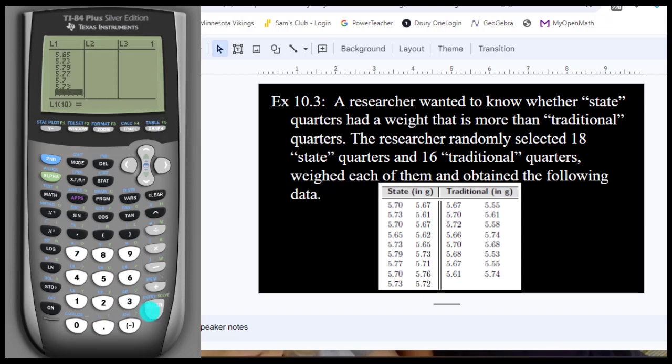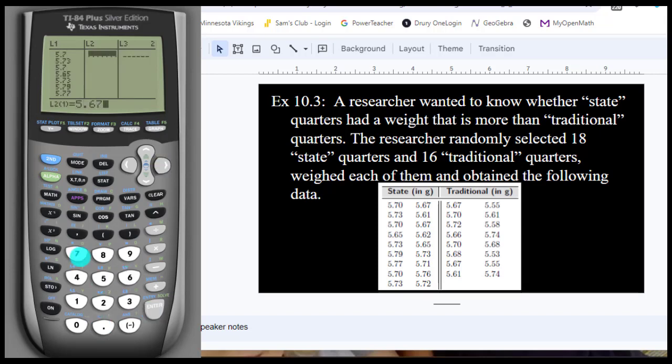Then we go to the second column there, 5.67, 5.61, 5.67 again, 5.62, 5.65, 5.73, 5.71, 5.76, 5.72. So that's our first row. We've got our 18 values entered there. We're going to go over to list 2.